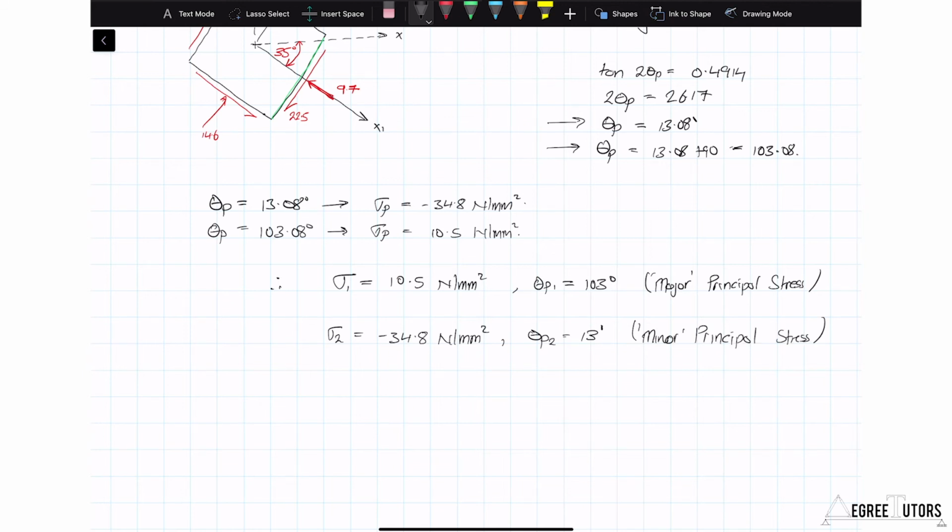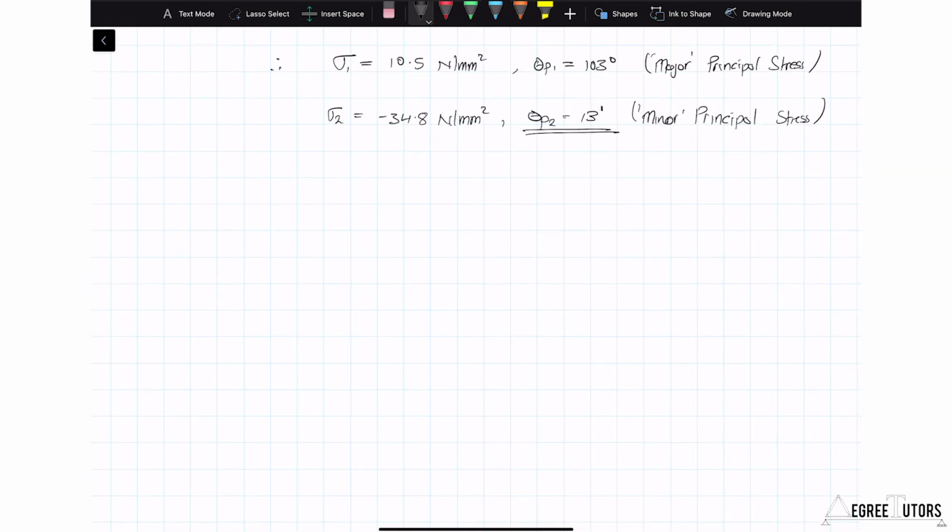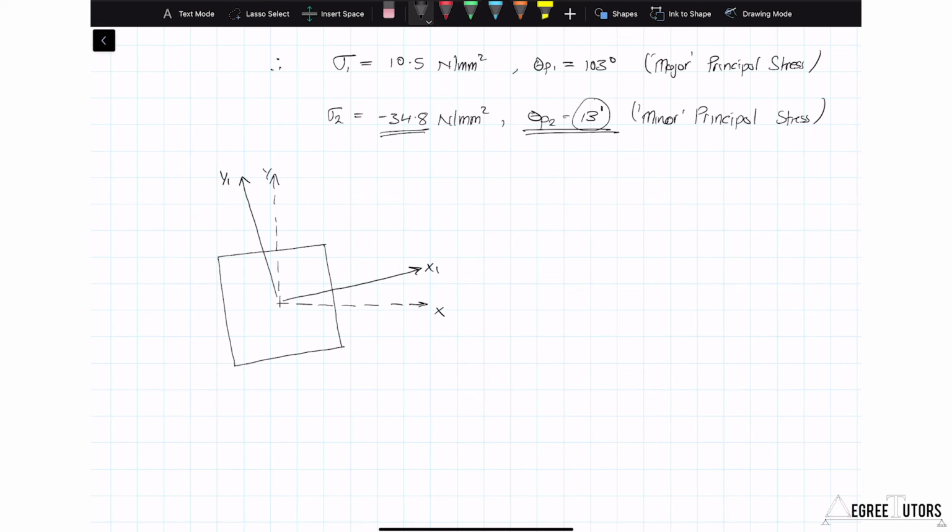Let's sketch those out. I'm going to rotate my element, my x face, by 13 degrees. It's a positive 13 degrees, which makes it counterclockwise. The stress that develops on the face oriented at 13 degrees is a negative 34.8, and negative means it's a compressive stress. So we have 34.8 newtons per millimeter squared there, and we're going to call that sigma 2.